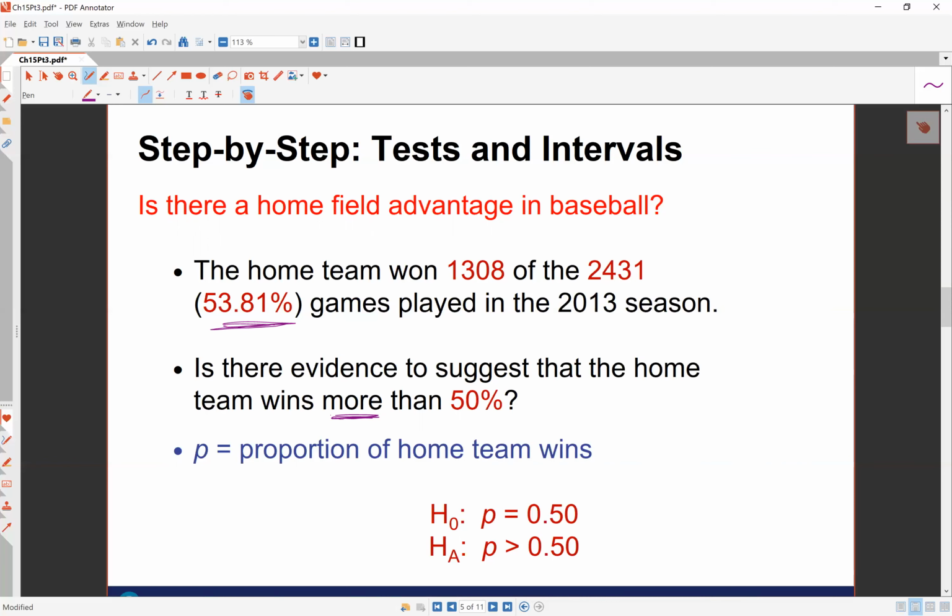Well, if we let p denote the proportion of games that a home team wins, then we can set up a hypothesis. Our null hypothesis would be that this preconceived belief of a 50% chance is true, like there's no home field advantage. But the alternative says they win more than 50% of the games. So this is a one-sided alternative.